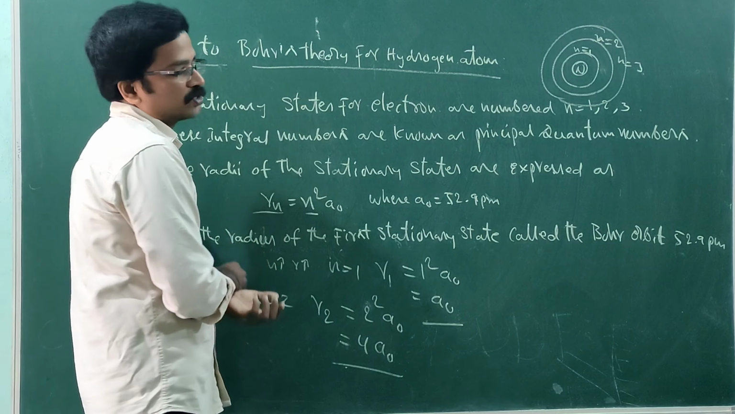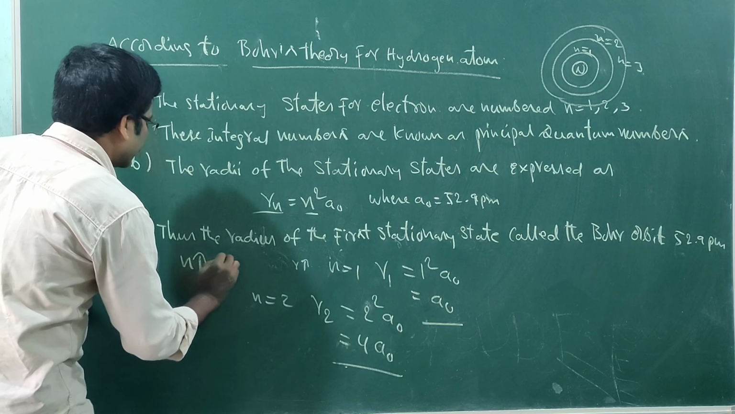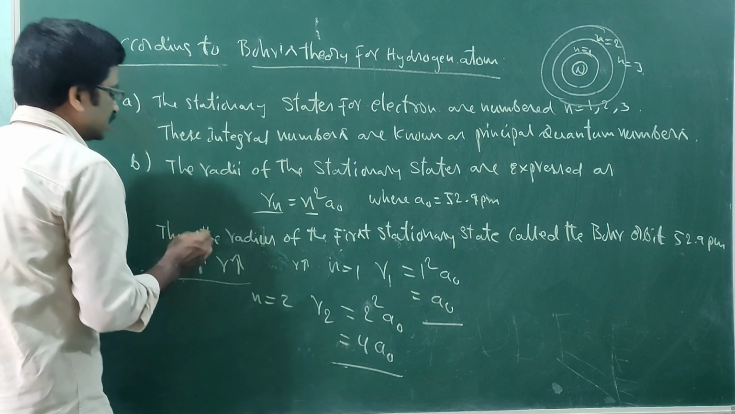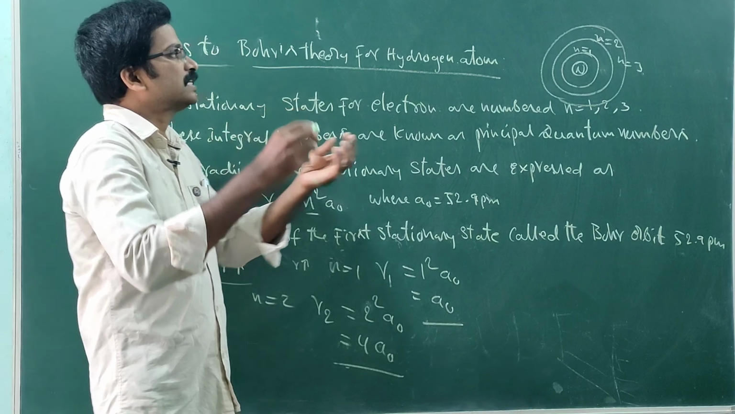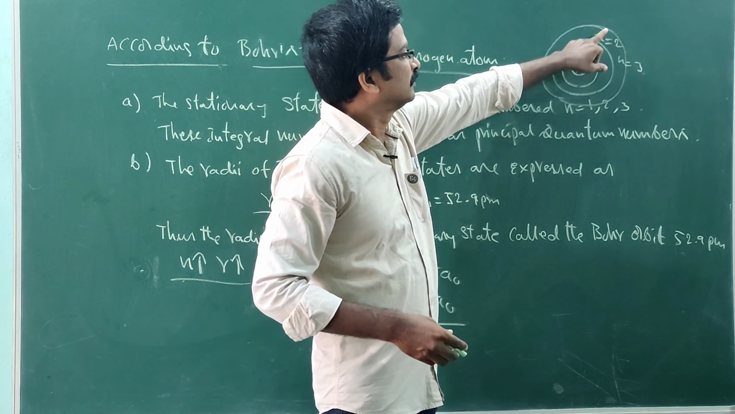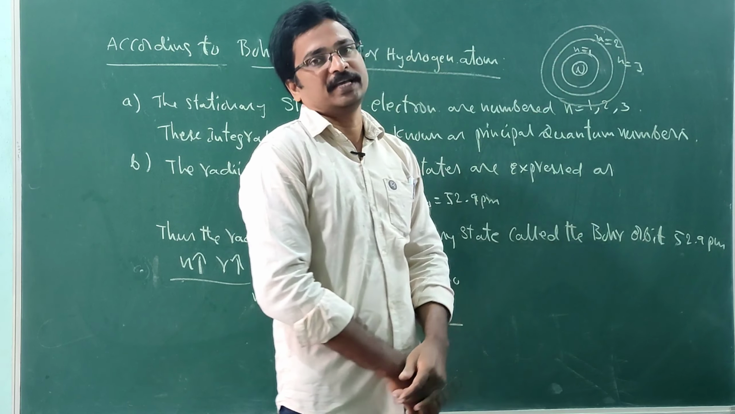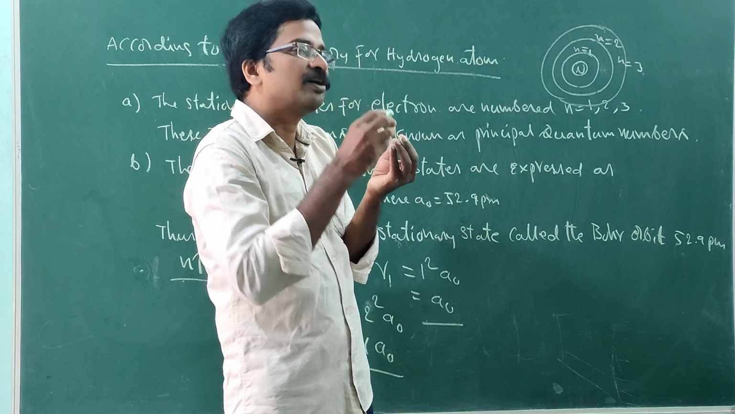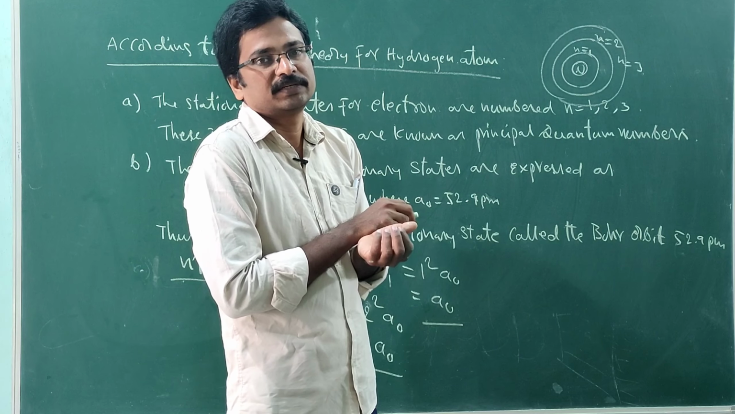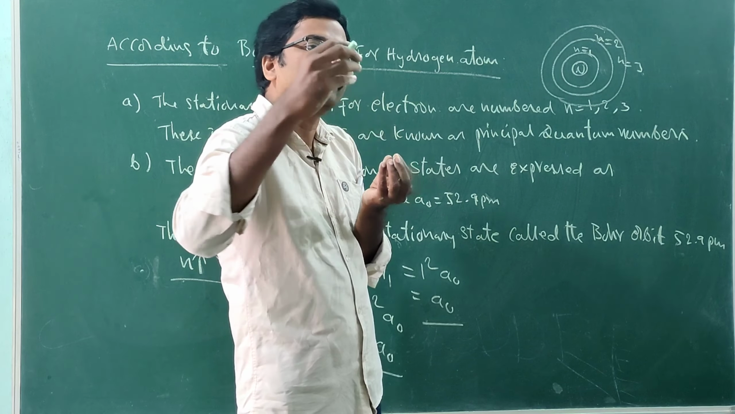R value is directly proportional to n square. As the n value, the principal quantum number, increases, the radius value also increases. So the electron is far away from the nucleus. What we observe is, if the n value increases, the radius increases, and it means the electron is far away from the nucleus. Okay, that you can understand.